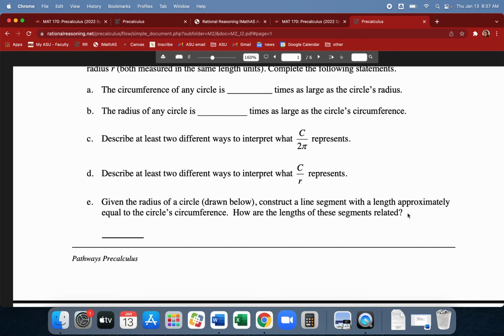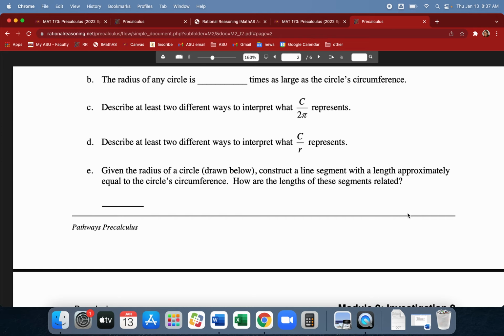Let's see. Part E is an art question. You have to draw a line. Question: isn't it just going to be like twice the size of that? Let's see, given the radius, construct a line segment with a length approximately equal to the circumference. How many times larger is the circumference than the radius? 2 pi. So about 6 times as long, right?